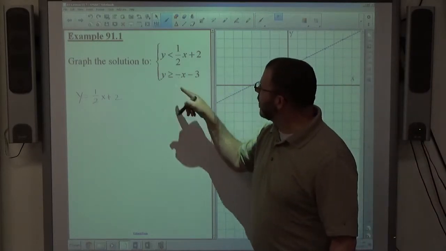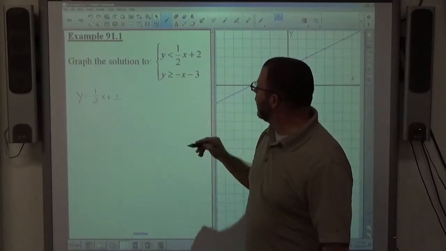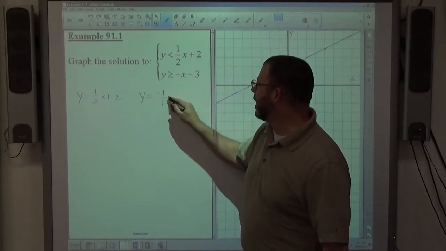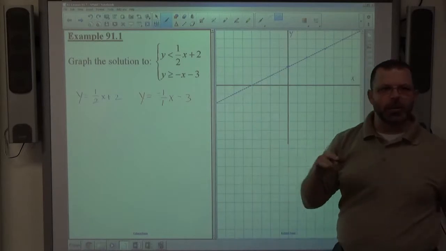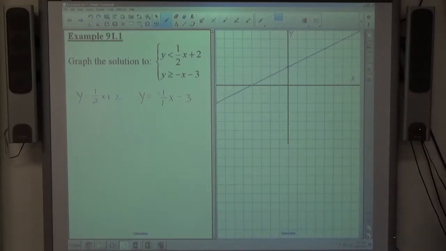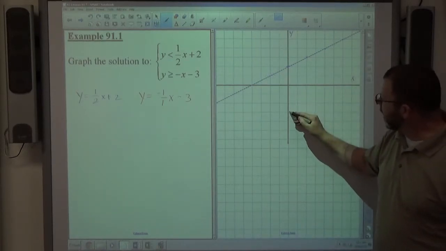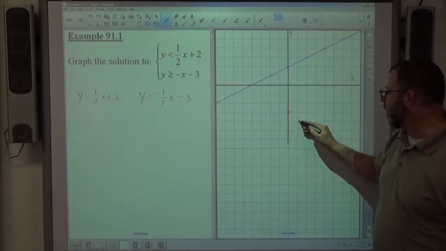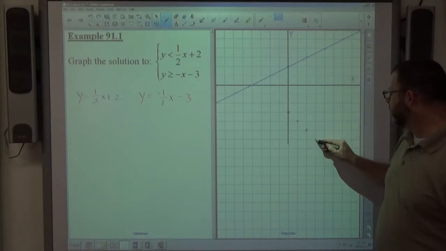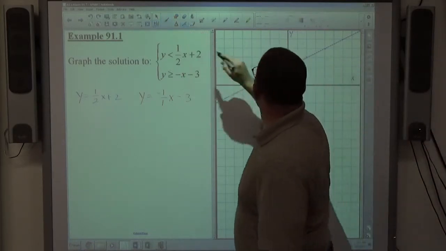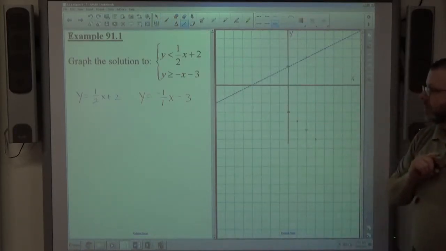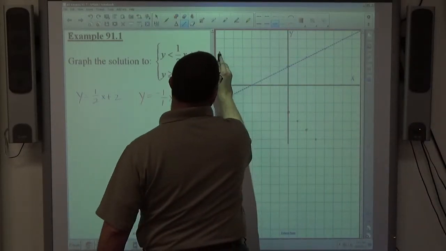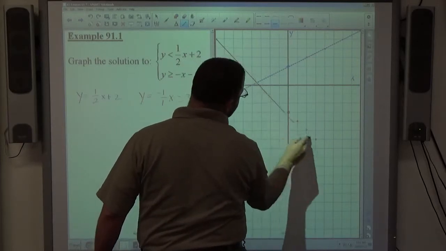All right. The other inequality, y is greater than or equal to negative x minus 3. So y equals, I'm going to call it negative 1 over 1 x minus 3. Again, if I'm slope-intercept graphing, I like my slope to be a fraction. So the y-intercept is negative 3. A slope of negative 1 over 1, so take 1 down and 1 right, 1 down, 1 right, and so on. All right, so we get these points. And what type of line do I use on this one? Solid, because it has equals to. So I would graph that line like so.